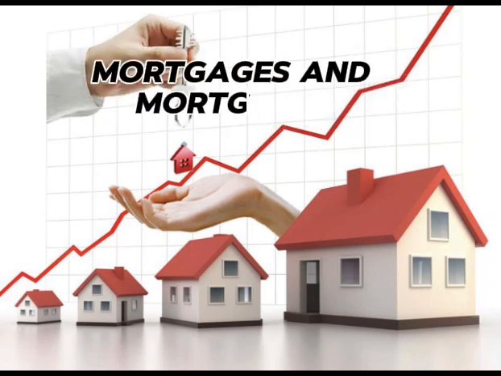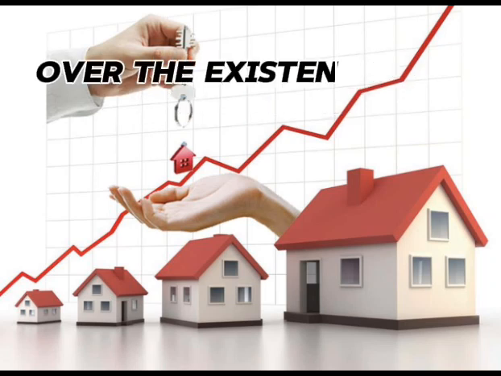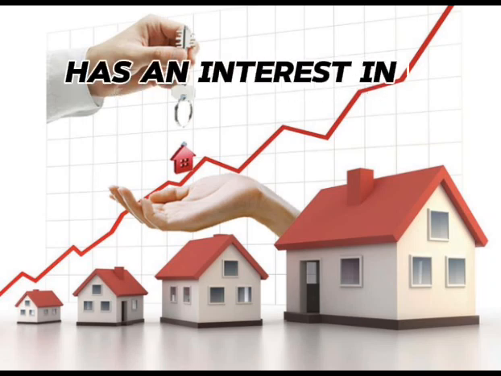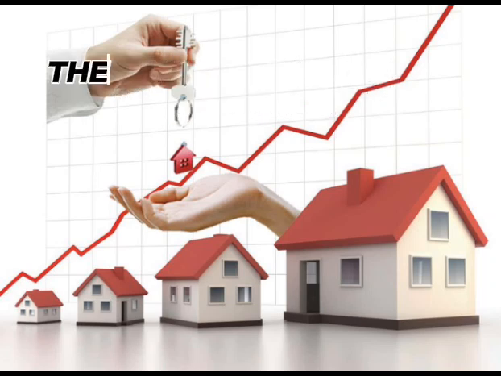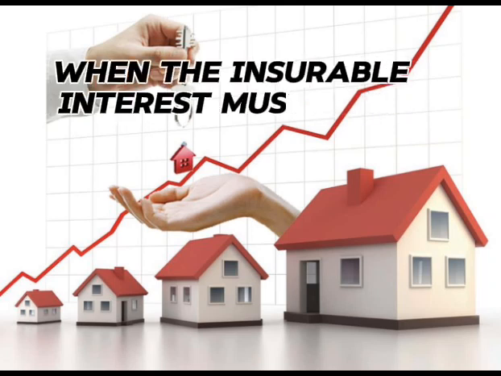V. Mortgages and mortgagors. The interest of the mortgagee is limited to the sum of money that he has advanced. Liability. Insurance of liability seldom gives rise to any difficulty over the existence of insurable interest. A person clearly has an interest in the sums he may be called upon to pay to third parties as a result of accident, when the insurable interest must exist.